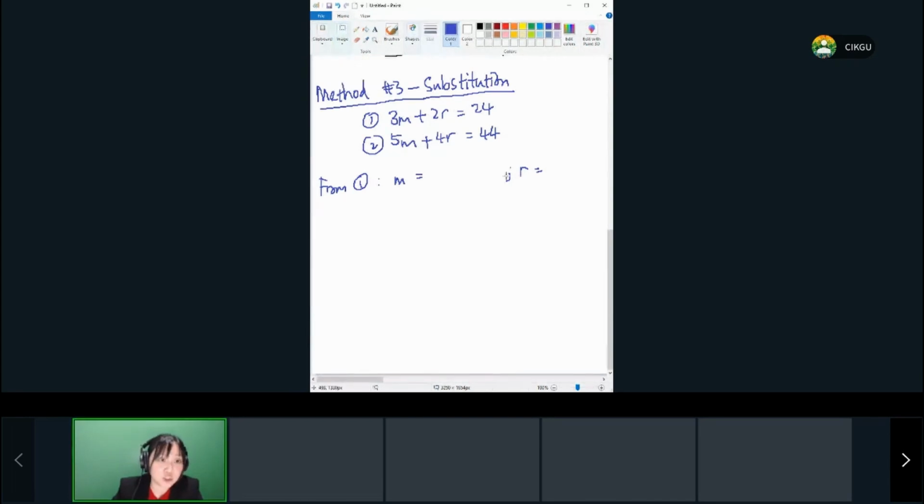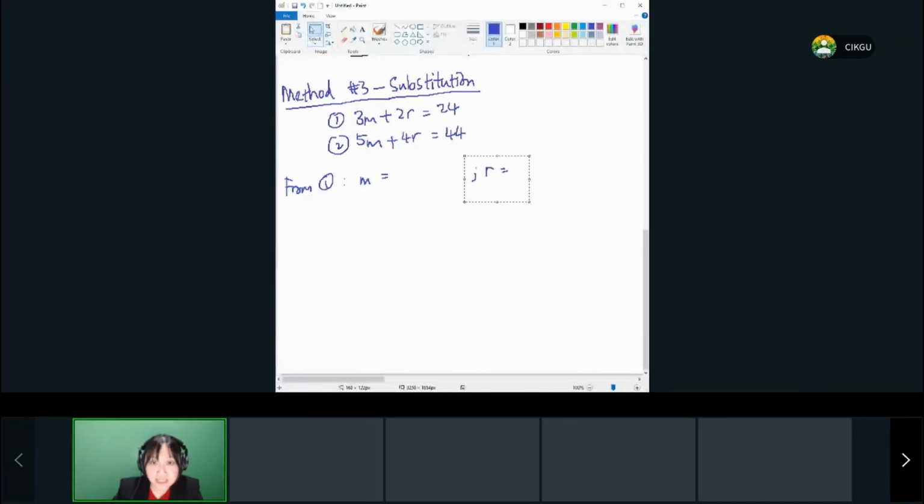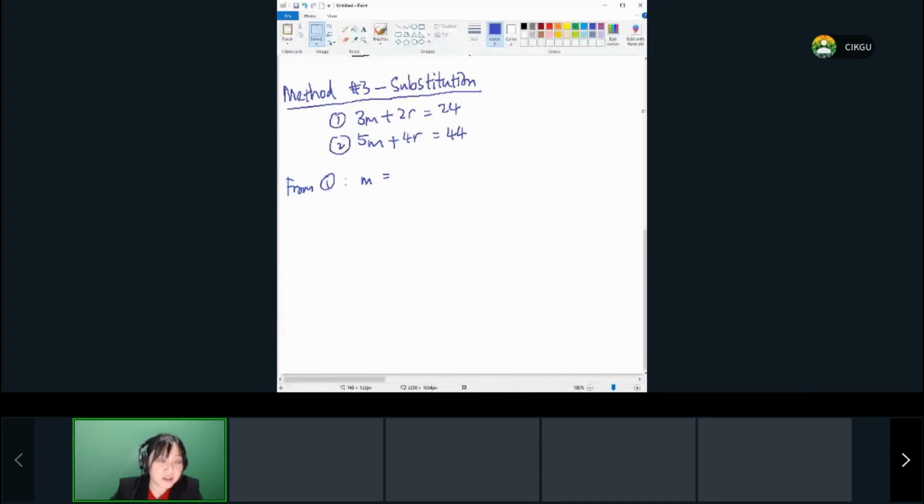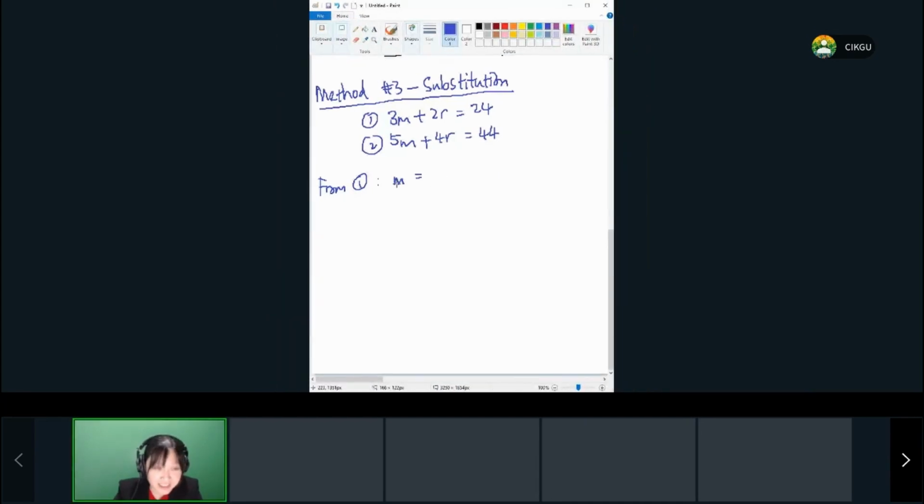The key is just to make sure you get one of the unknowns as the subject, like make it stand alone. So let's say I make M the subject. The 2R throw to the other side: 24 minus 2R, and then of course 3M. But then must make M alone, so 24 minus 2R divided by 3, since 3M throw over, divide by 3. That's it. Don't need to do anything, just leave it like this first, because we already made M the subject. M equals to this.